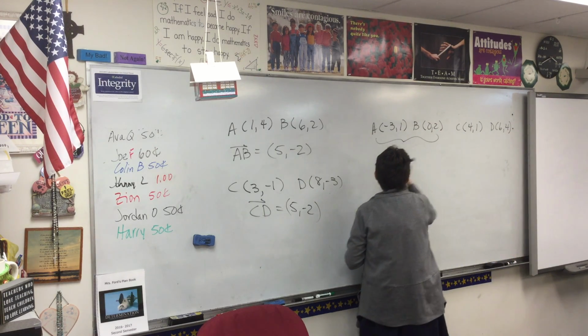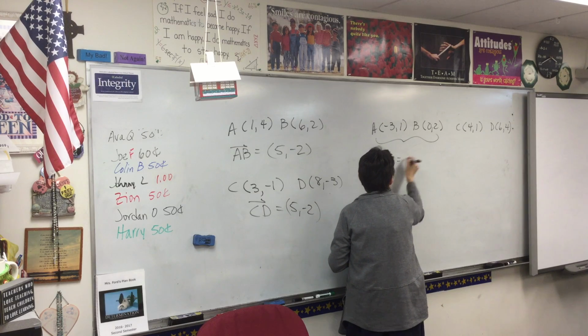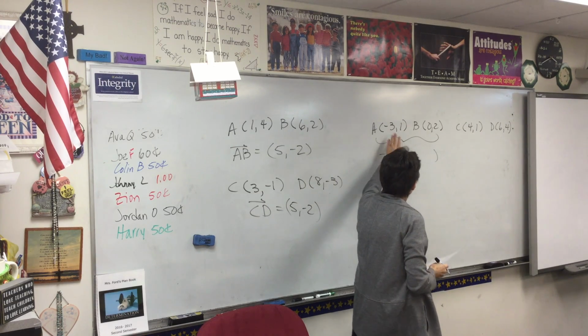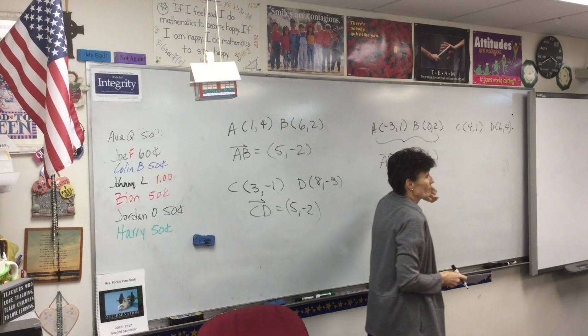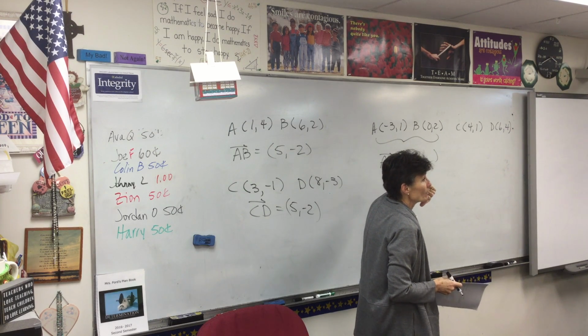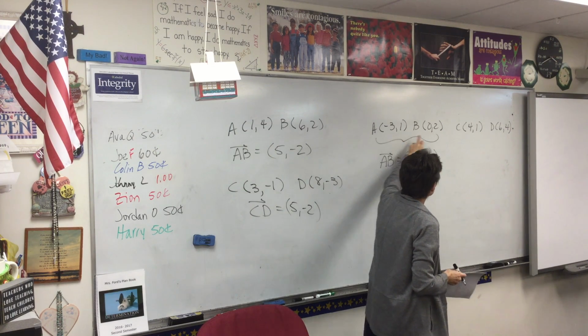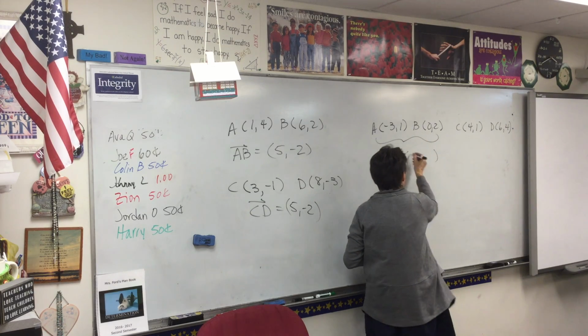You got to find directed distance, Zion. So think about it. Would it be what? I couldn't hear you. It'd be positive 3 and positive 1. That's exactly right.